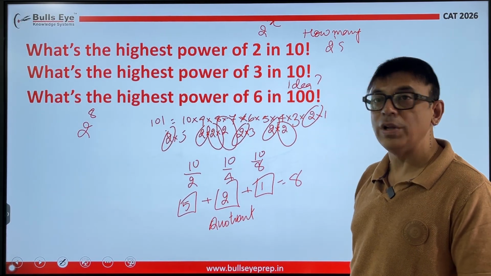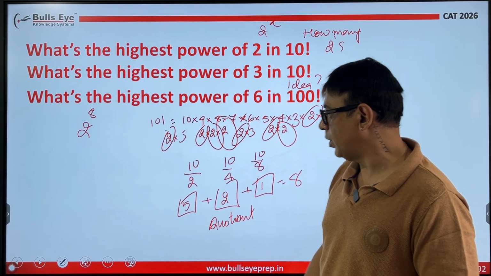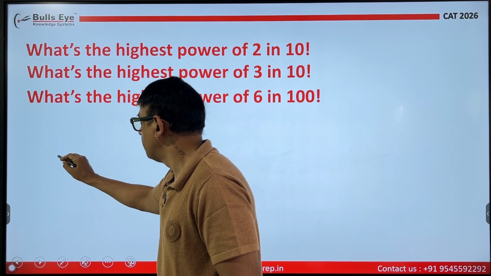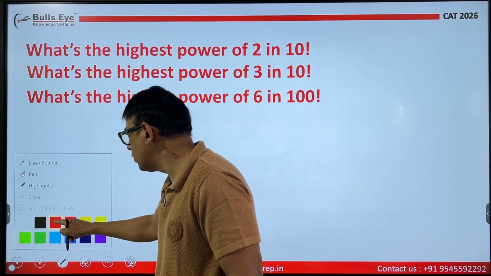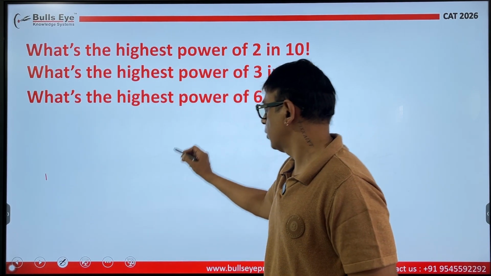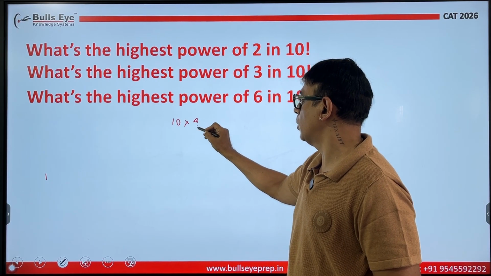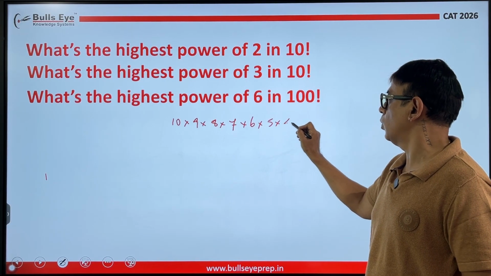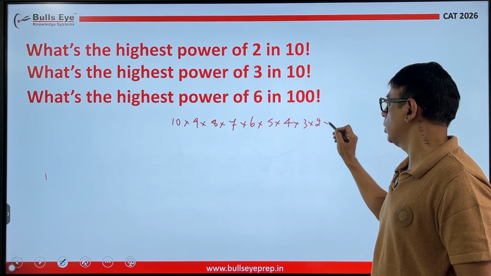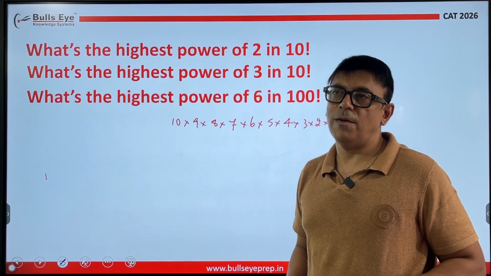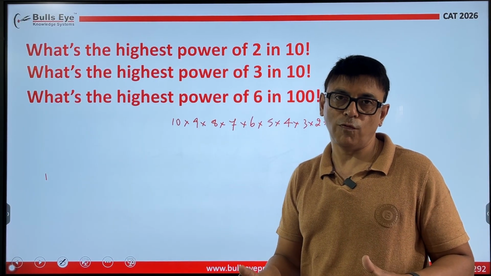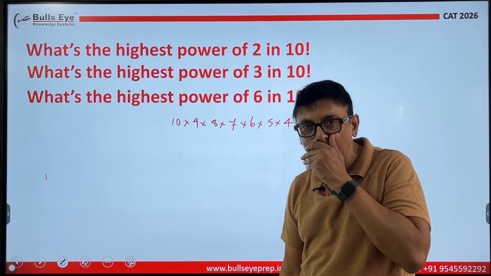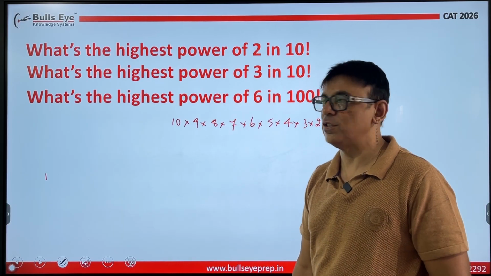What's the highest power of 3 in 10 factorial? Now, for 3, we try to find out 3's the way we found out 2's. So I'll take the effort once again. 10 into 9 into 8 into 7 into 6 into 5 into 4 into 3 into 2 into 1. Don't do this in the exam.